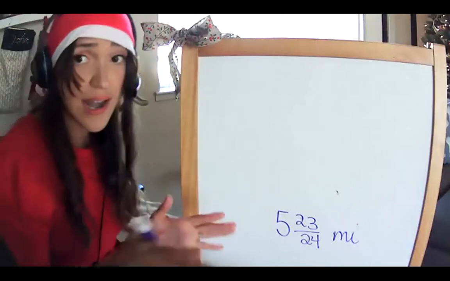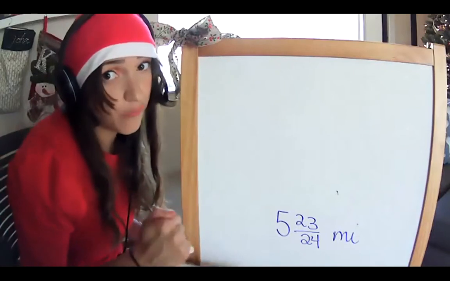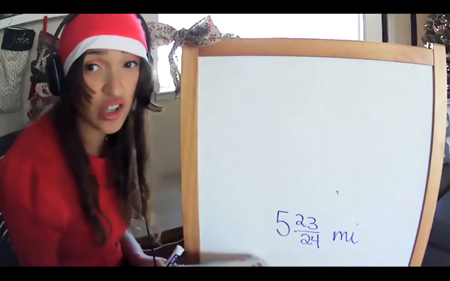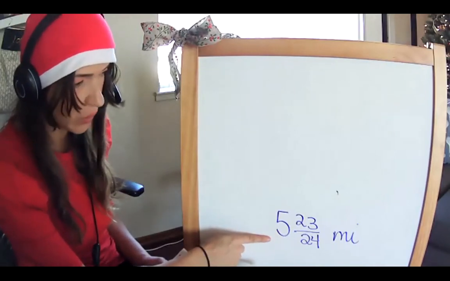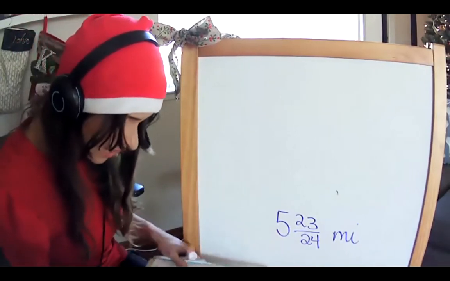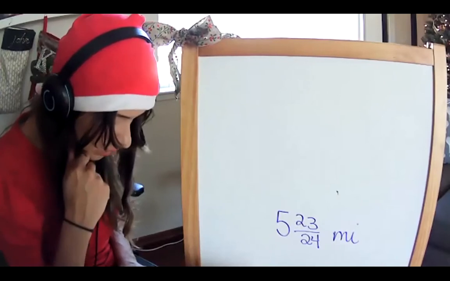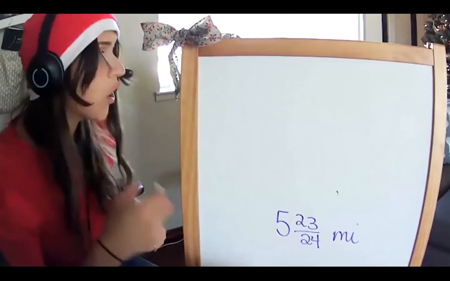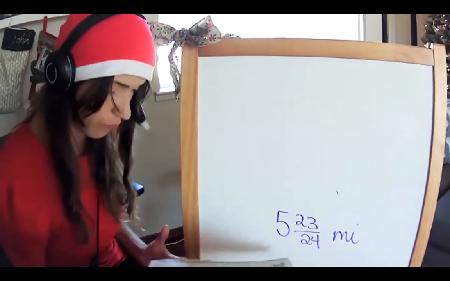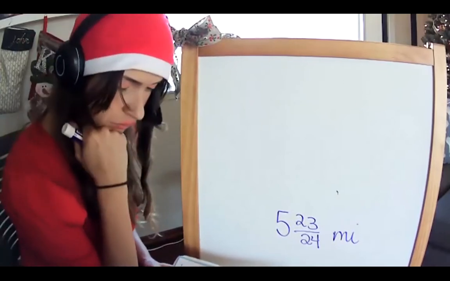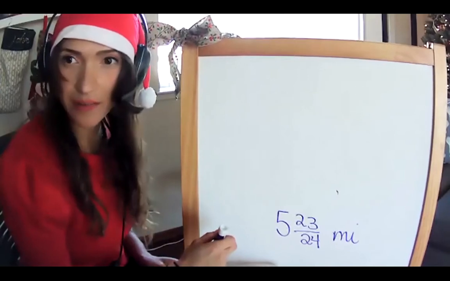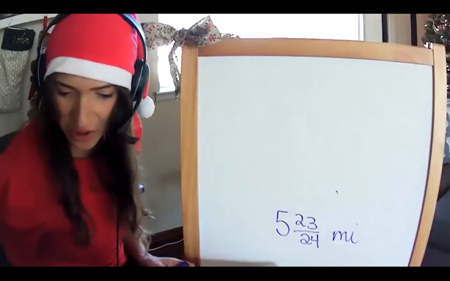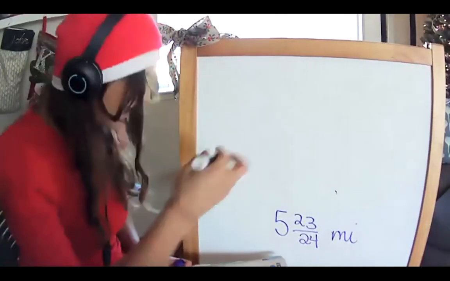Now, if you look carefully, the next question actually goes together with this one. So I'm going to keep this value of 5 and 23/24. Now we have another hiker. Kent only wants to hike the wing trail. How far is the wing trail? Look at your chart. 2 and 3/4. Thank you, guys. It's right in your book.